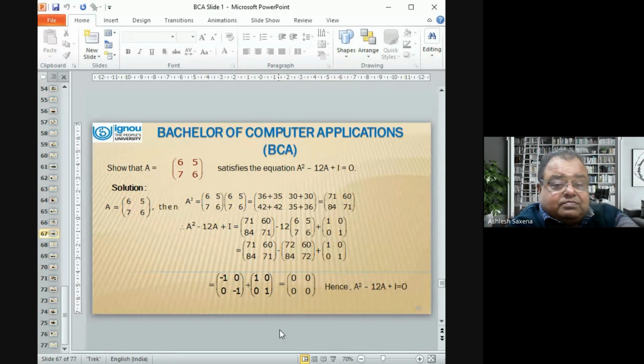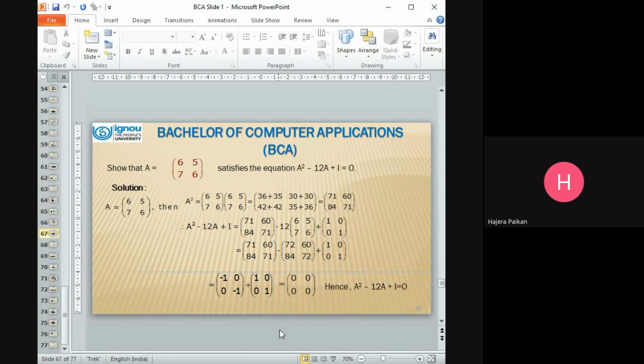Now, we have to do different operations. You have to show that A is equal to this, satisfies the equation A squared minus 12A plus I equal to 0. Can anyone tell me what will be the order of I in this particular problem? The order of I will be 2 by 2 because A is also 2 by 2.